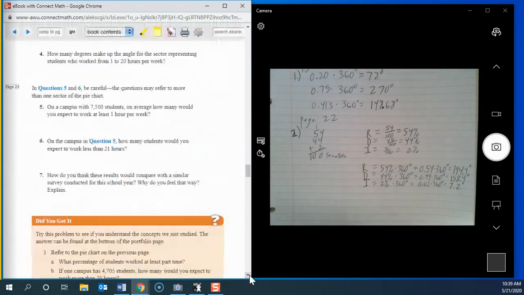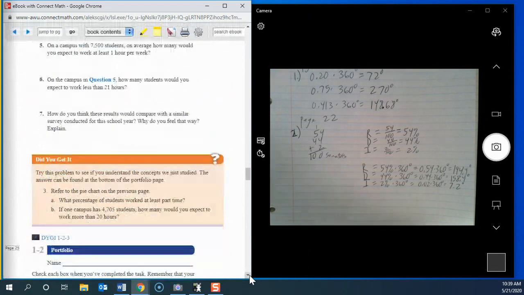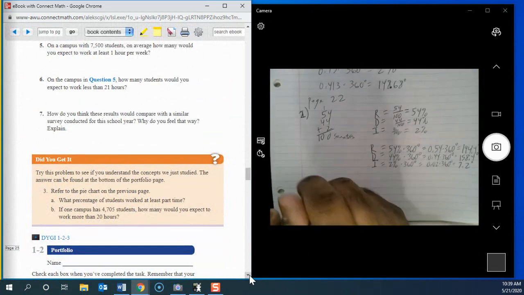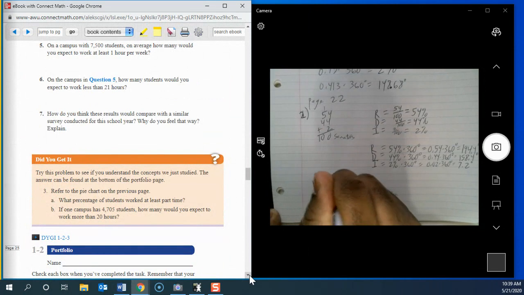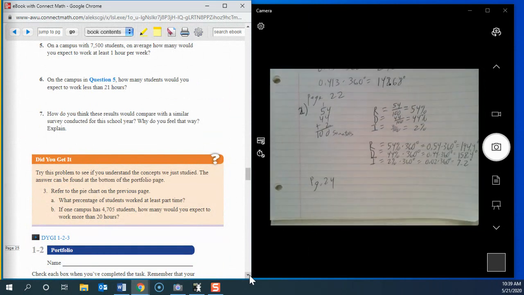And that will be on page 24. Okay, now on page 24, it says, try this problem to see if you understand the concepts we just studied. The answer can be found at the bottom of the portfolio page. Number 3, it says, refer to the pie chart on the previous page. What percentage of students work at least part-time?